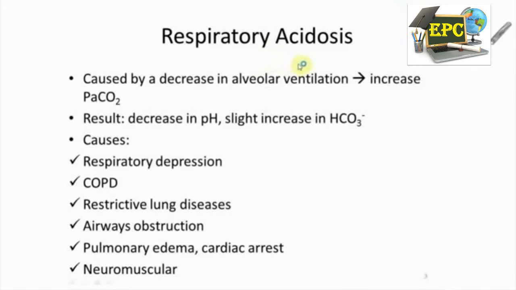So respiratory acidosis, we said, is caused by a decrease in alveolar ventilation, an increase in CO2. So any pathology that will increase the carbon dioxide in your body. A result will be a decrease in pH, and a slight increase in bicarb, but not significant. The causes, as you can see here, are respiratory depression, COPD, restrictive lung diseases, airway obstruction. So anything that will actually block the exchange of oxygen and carbon dioxide through ventilation.